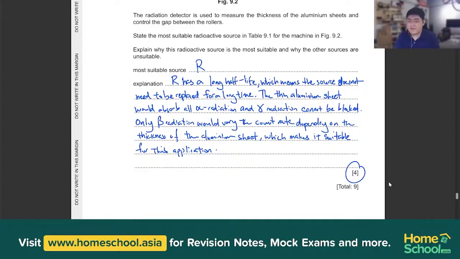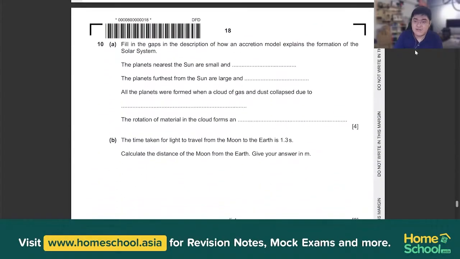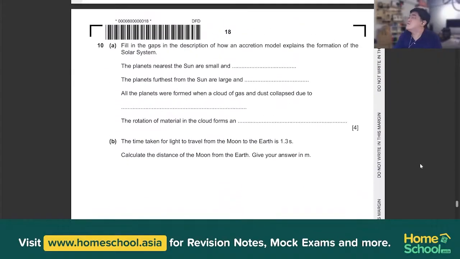Okay, all good? Once that's done, let's move on to our last question, question 10. Now a bit more calculations we need to do here. Okay, and let's continue. So this is the easy one. Fill in the gaps in the description of how an accretion model explains the formation of the solar system. So we need to describe the accretion model.